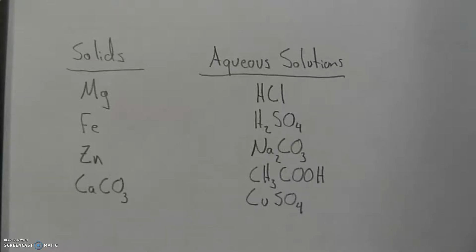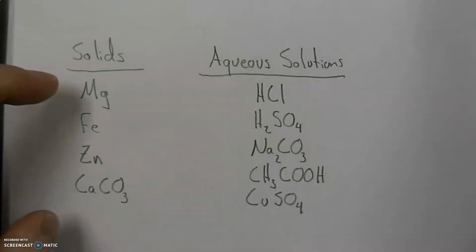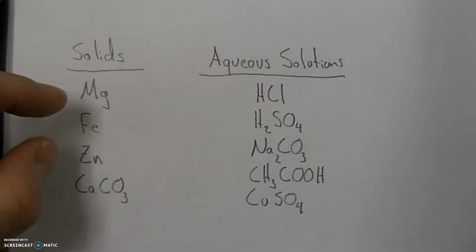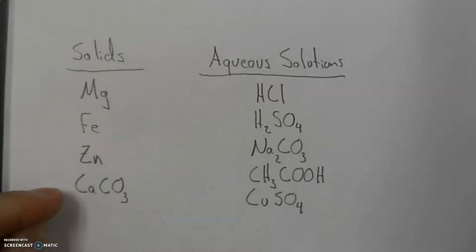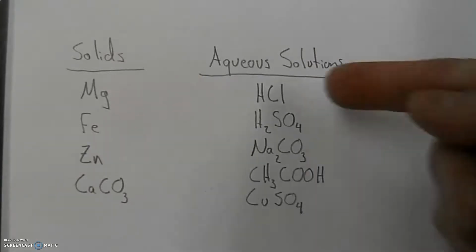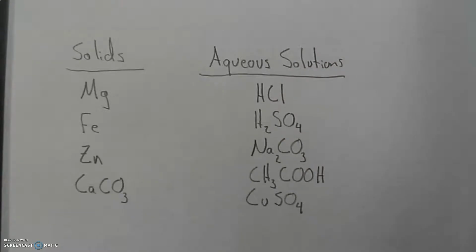We are running the Mission Impossible lab. For this particular lab, we are running 4 solids, 3 metals and 1 ionic compound, calcium carbonate, against 5 different solutions. We have 3 acids, 2 of them are strong, hydrochloric acid and sulfuric acid. Those both are strong, which means they completely dissociate in solution.